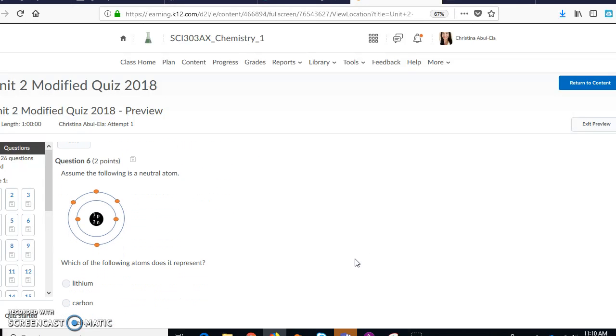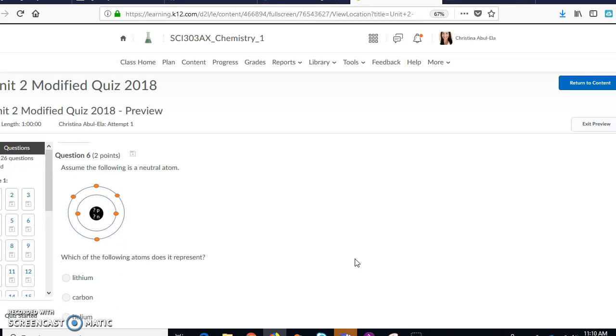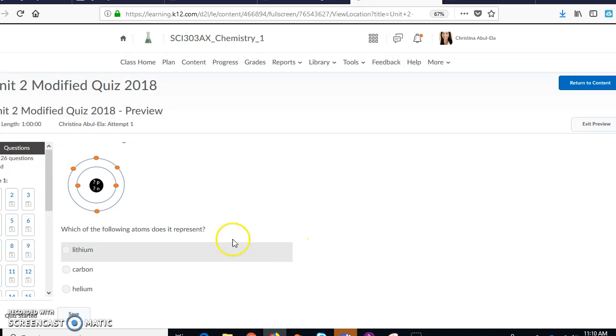Question 6. Assume the following is a neutral atom. Which of the following atoms does it represent? Lithium, carbon, helium.